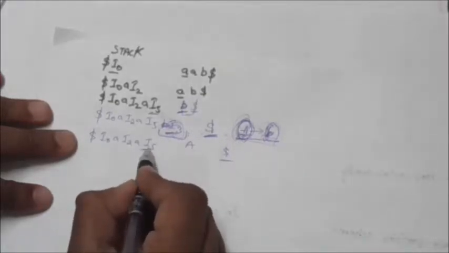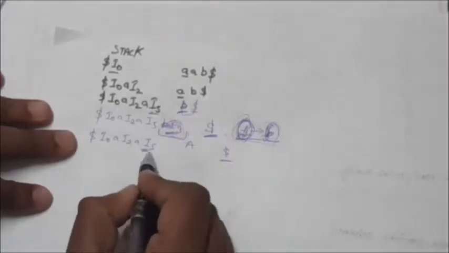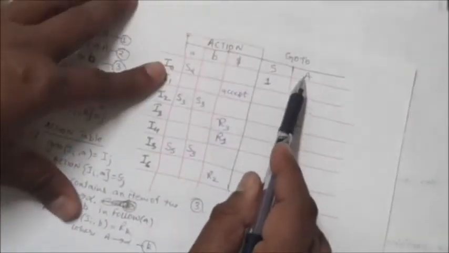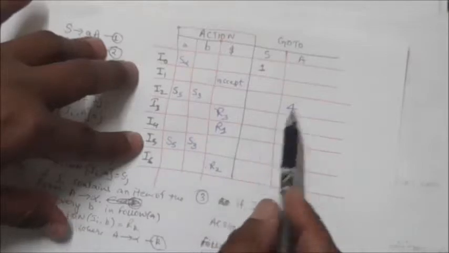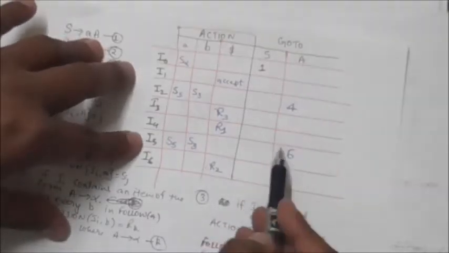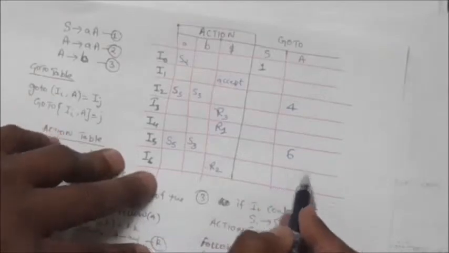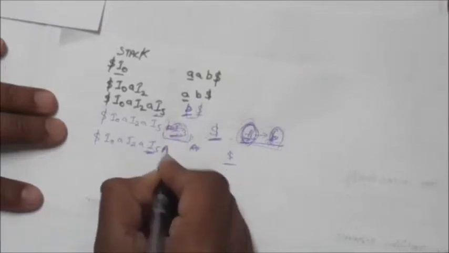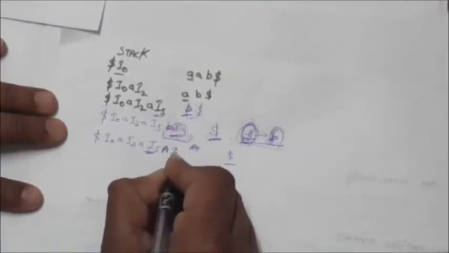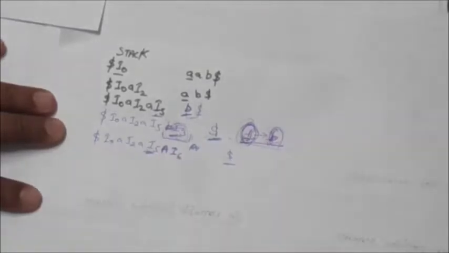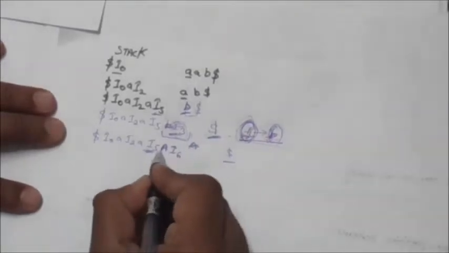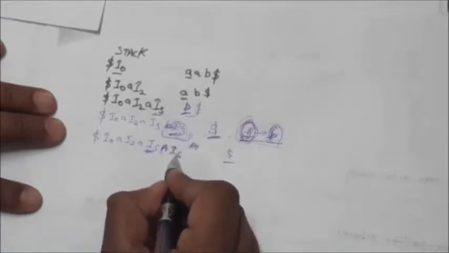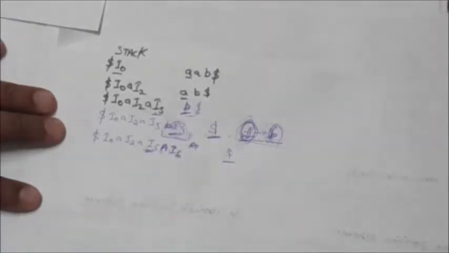Now at the top of the stack we have state I5. Now what will be the response of I5 for the non-terminal symbol A? For that we need to check the go to table. In the go to table, at the row labeled by I5 and the column labeled by non-terminal symbol A, it is written 6. It means this A will be pushed onto the stack, and after that it will jump to state I6. So we will push A, and then we will push state I6 onto the stack.